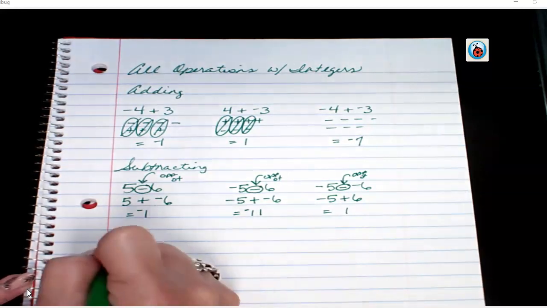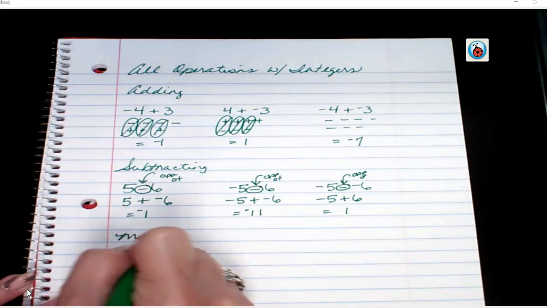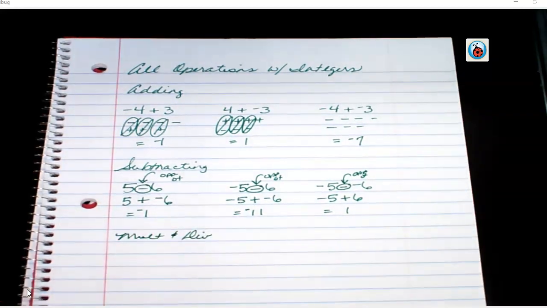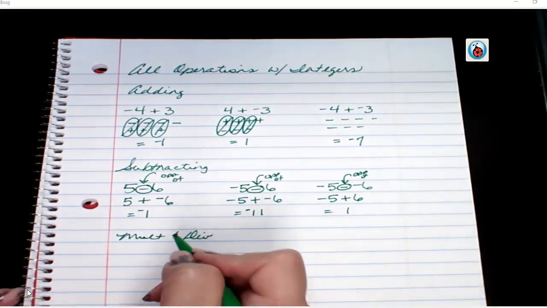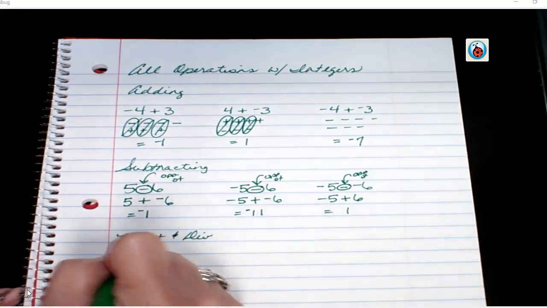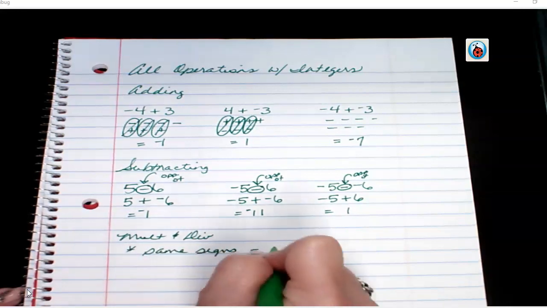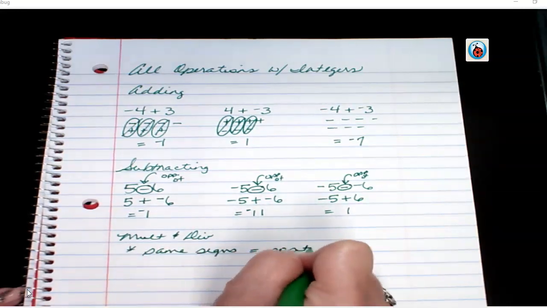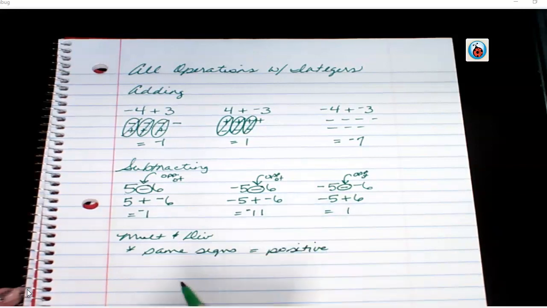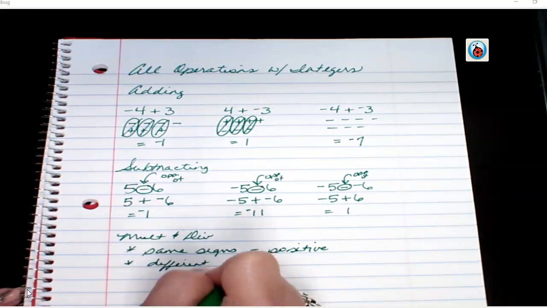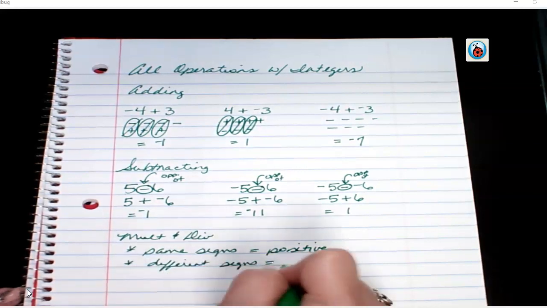All right, let's talk about multiplying and dividing. Multiplying and dividing are much easier for you, usually, because the rules are more simple. The rule is simply this. When you have the same signs, your answer is positive. When you have different signs, the answer is negative.